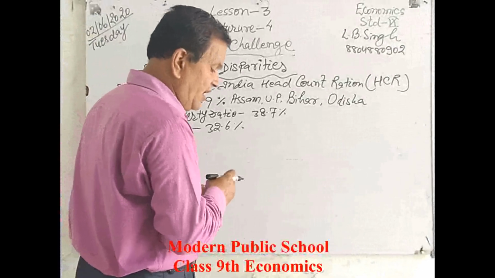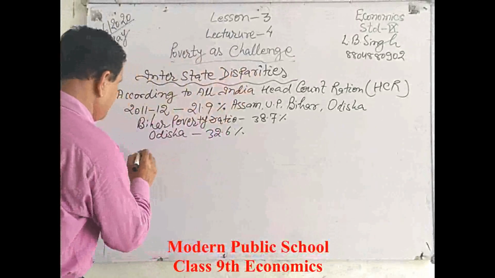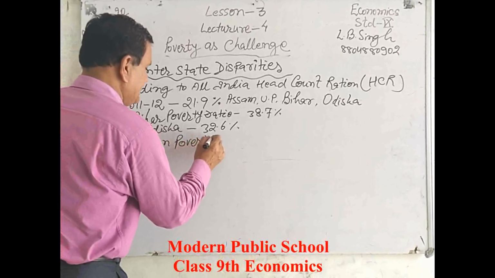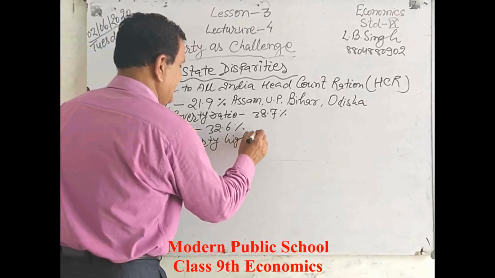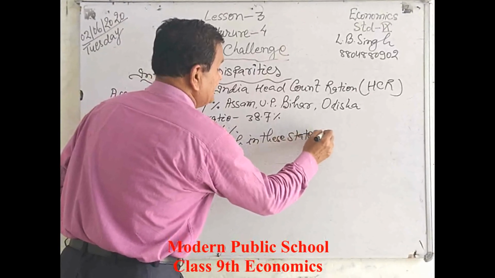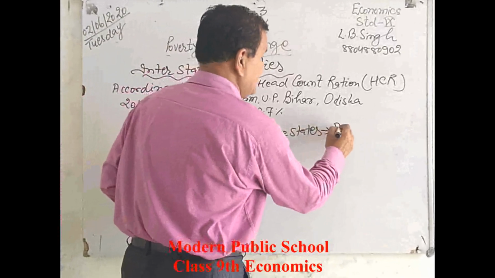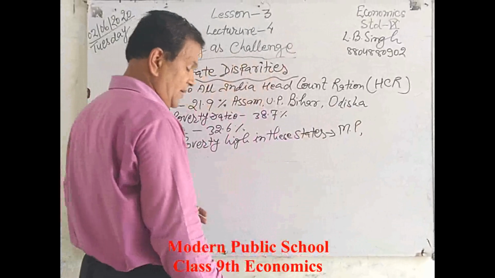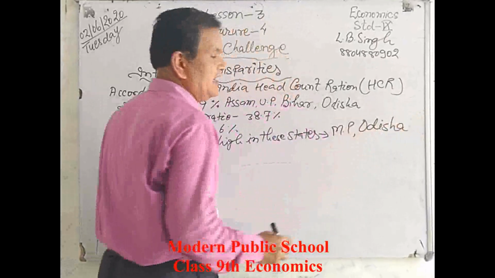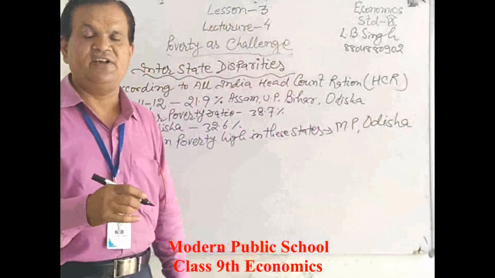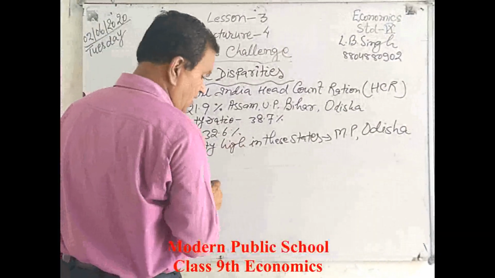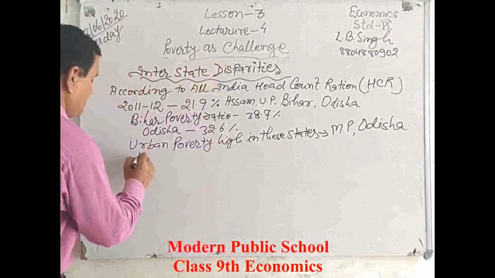Urban poverty is high in Odisha and MP. Urban poverty is high in these states. Have you heard the name of Madhya Pradesh? Short form is MP. After that, Odisha. Most of the tribal people are living in Odisha, Jharkhand, so they are poor and living in the condition of poverty. After that, Bihar and UP also.